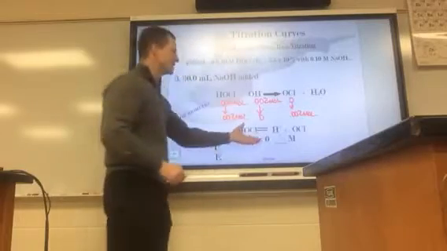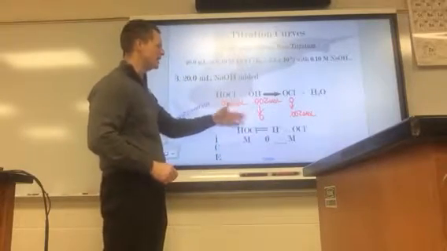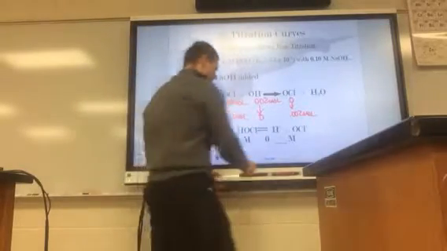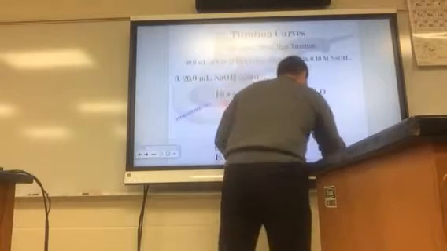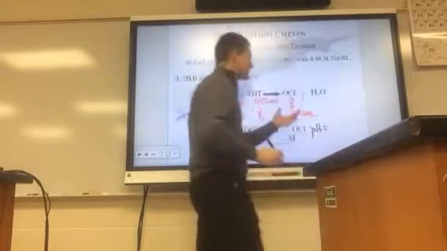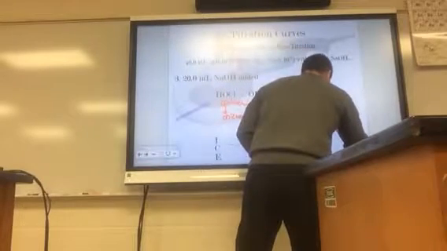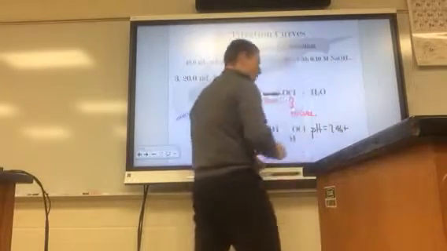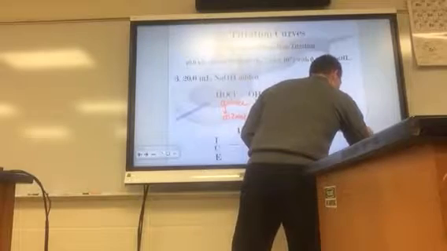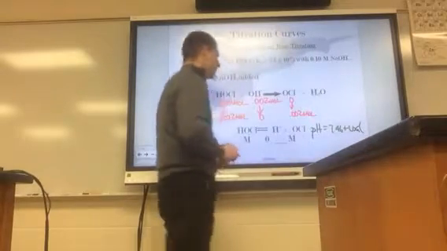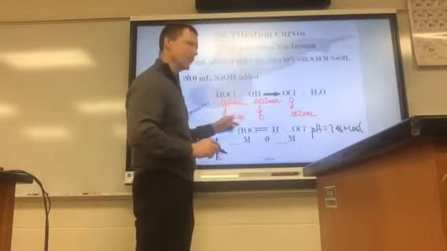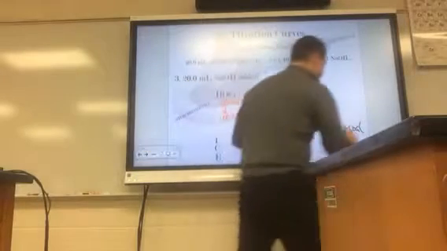Now, once again, I have this ice table set up, but we don't need it because we still have a buffer. And it's going to look like this. The pH equals, the pKa is the same every time. So once we found that 7.46, we just stick with it. Plus the log of 0.002 divided by 0.002.